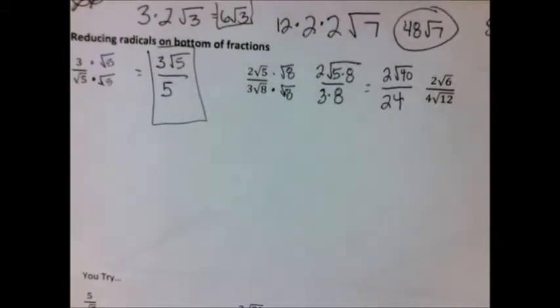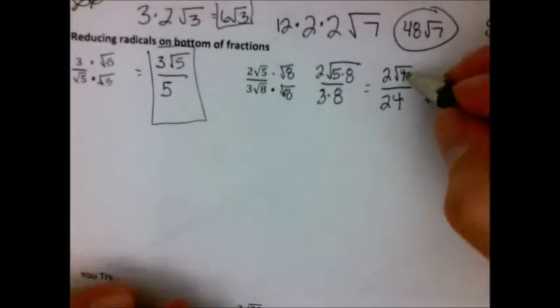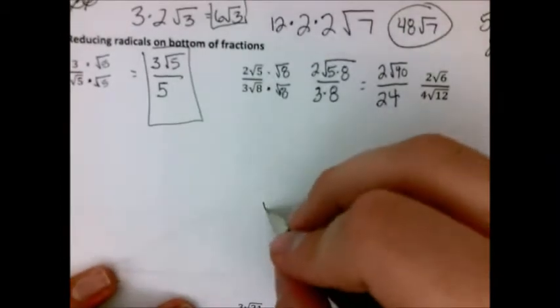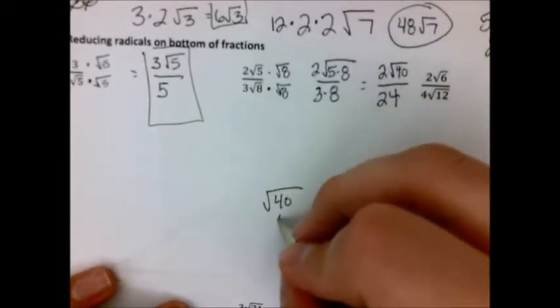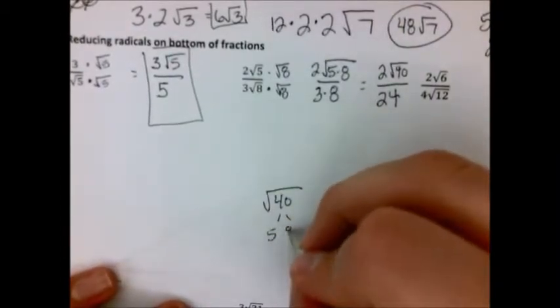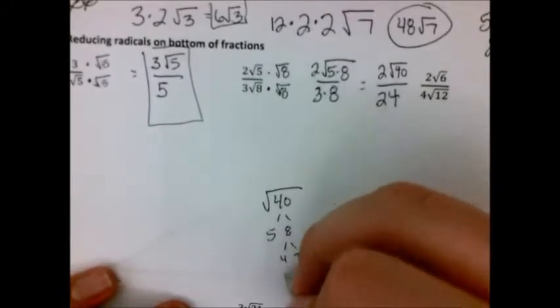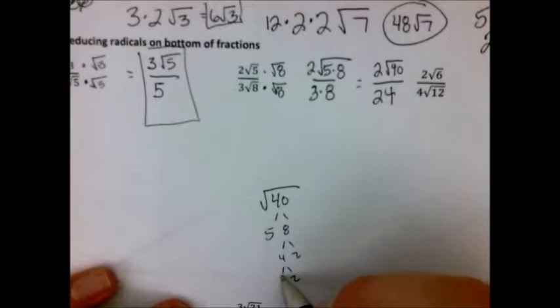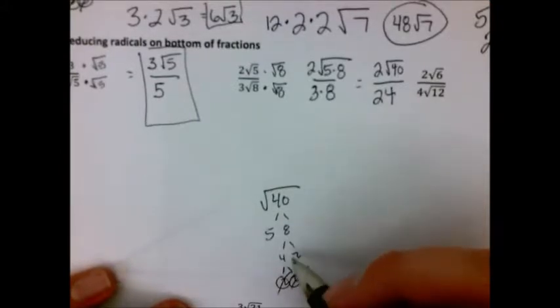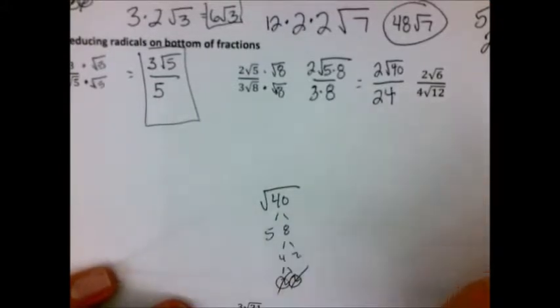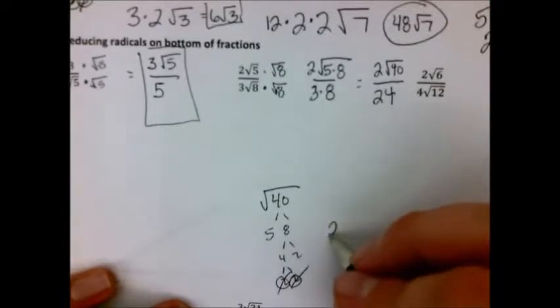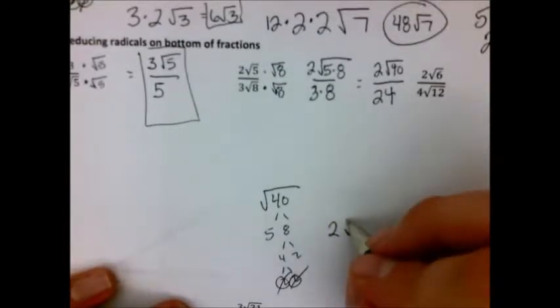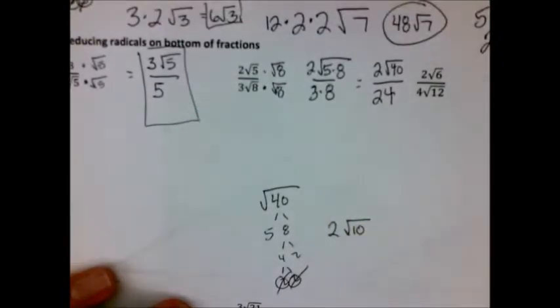Now, we have to reduce a lot of stuff. So first, let's reduce this radical. Let's reduce the square root of 40 first. This breaks down into 5 and 8. 8 breaks down into 4 and 2. 4 breaks down into 2 and 2. So the only thing that's going to be coming out is this pair of 2's right here. This 2 and 5 stays under. So it becomes 2 square root 10.